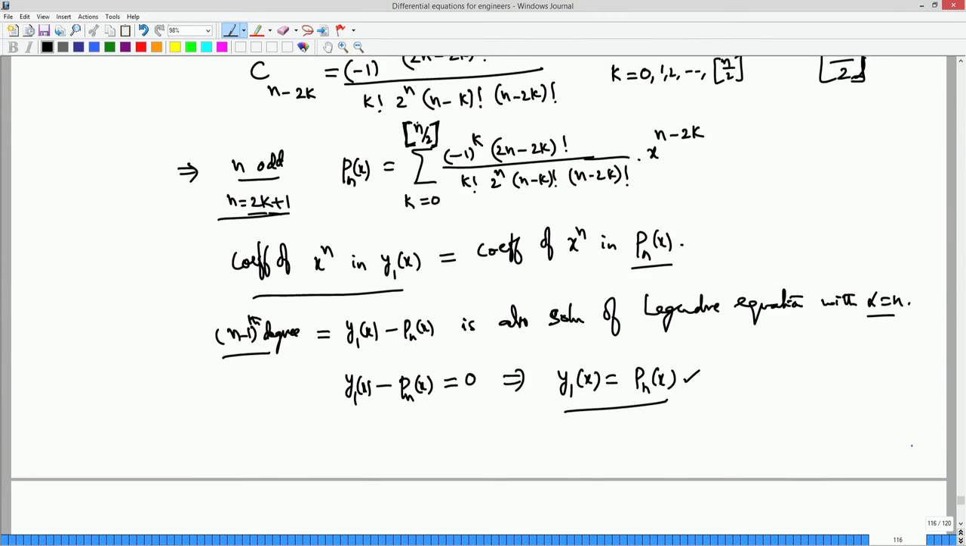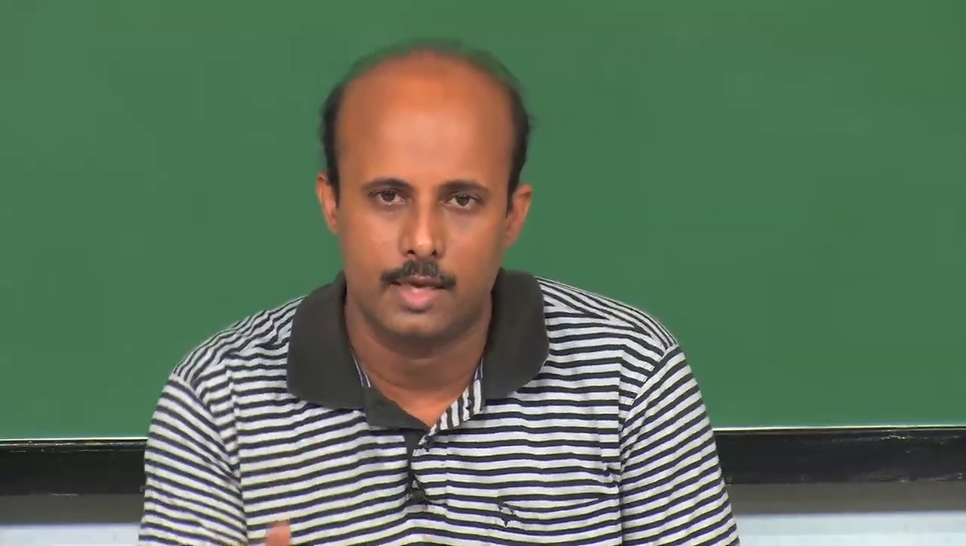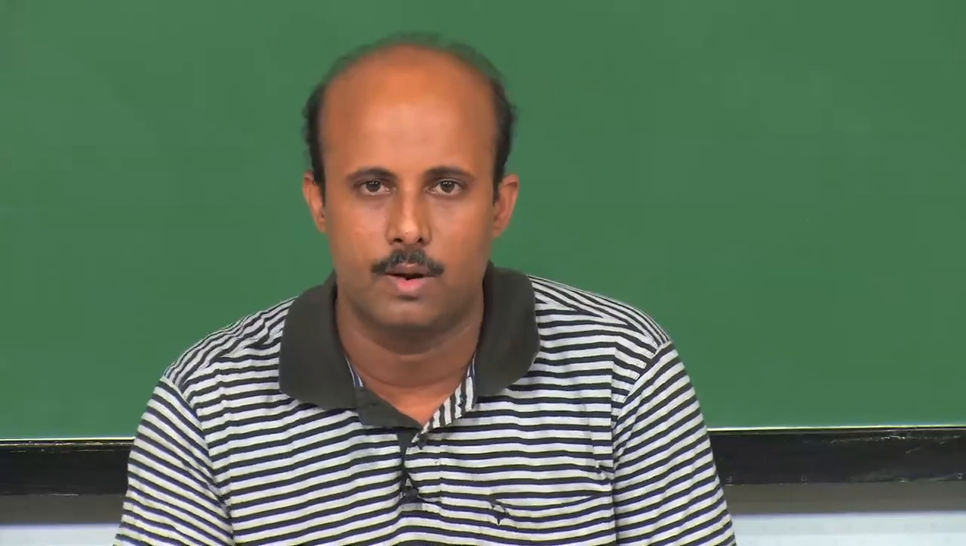So, if n is odd, n by 2, that is, if n is 5, 5 by 2 is simply 2. So, you will have 2 terms, 5, 3, 3 minus 2, so 1. So, you have 2 more terms. So, you go up to C1, C3, C5. C1 coefficient is x, x cube, x power 5. So, that is a polynomial.